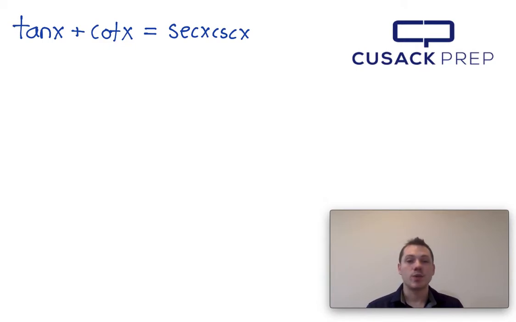This is a video on how to solve a trig identity, or to prove it. On the left hand side we have tangent of x plus cotangent of x, and on the right hand side we have secant of x plus cosecant of x.